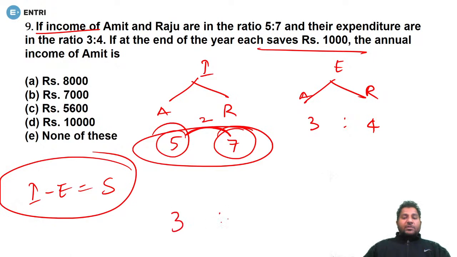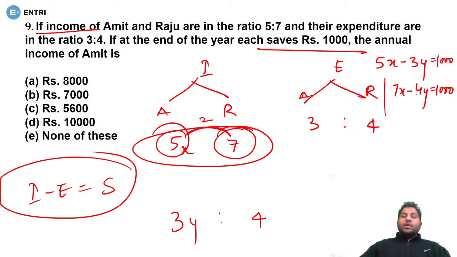Okay, 3:4. Now how are you going to do it? Rani, very good. You can always do that. What? 5x minus 3y equals 1000, while the second equation could become 7x minus 4y equals 1000.